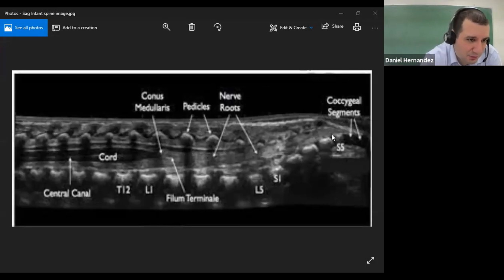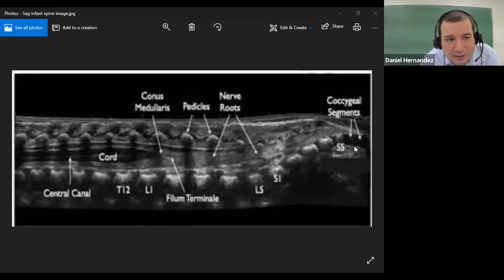So it's oftentimes useful to acquire this panoramic image to be able to present to the radiologist exactly where the conus medullaris terminates or ends, because that's going to be critical in determining whether it's normal or whether there's a tethered cord present or some sort of spinal abnormality.